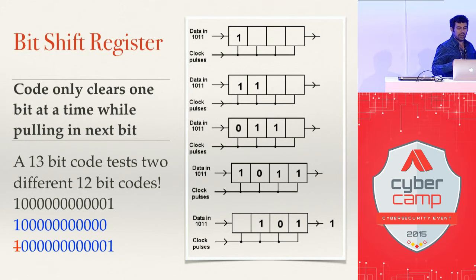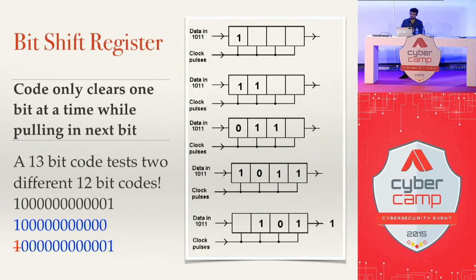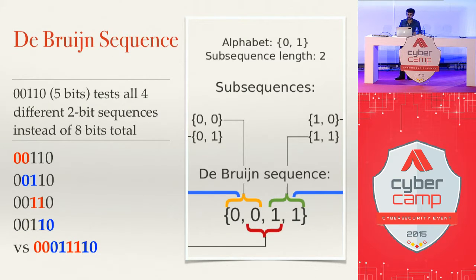So there must be a way that we can exploit this effect of a bit shift register so that we can send every possible code without sending every possible code, if we can actually overlap. Because again, 13 bits can test two separate 12-bit codes. So one of the things we can do here is something called the De Bruijn sequence. De Bruijn is a mathematician who created this algorithm to efficiently calculate an overlapping sequence.